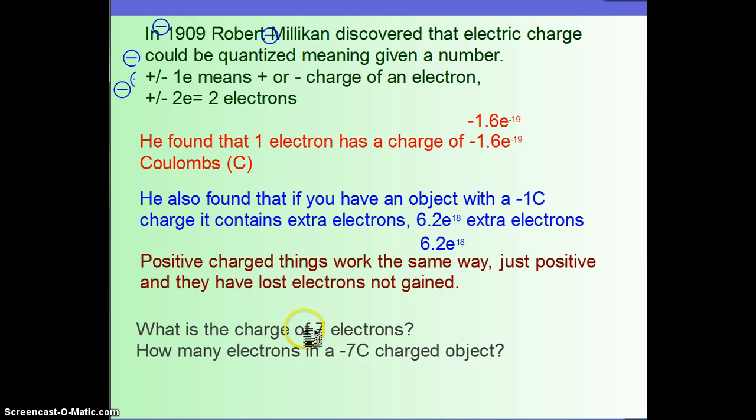Okay, what you do is, charge of 7 electrons. Well, you have 7 electrons, and this is the charge of 1 of them, so you multiply by the charge of 1 electron. How many electrons are in this charge? Well, there's this many electrons in 1 coulomb, so again, you would multiply by that number. All right, that's going to be on tests and things. Learn it, know it, remember it.